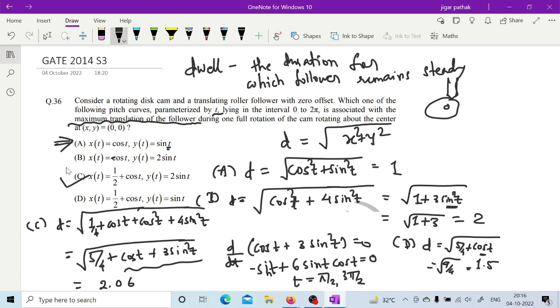Similarly, if option B is followed, then the maximum translation will be 2. When it follows C, the travel comes to 2.06, and for option D it is 1.5. So basically, if the follower follows the equations given in option A, then it can travel a maximum of 1. Is it clear? Yes. Okay.